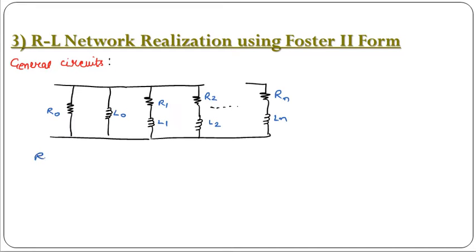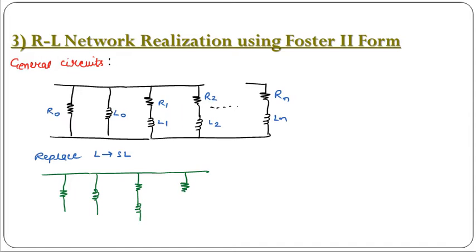Now we will replace inductor by sL, circuit will become like this. This is resistor, now this is inductor, series combination of R and L, this is also series combination of R and L, and so on up to last element.